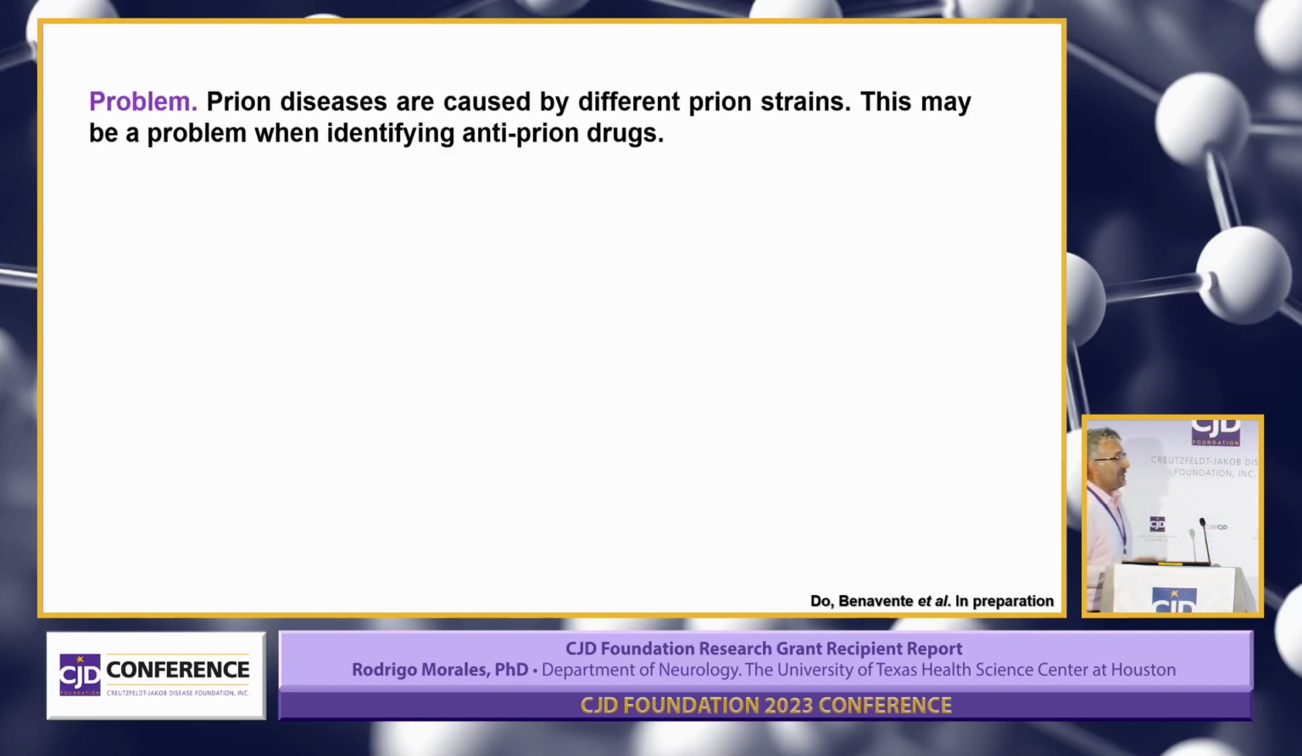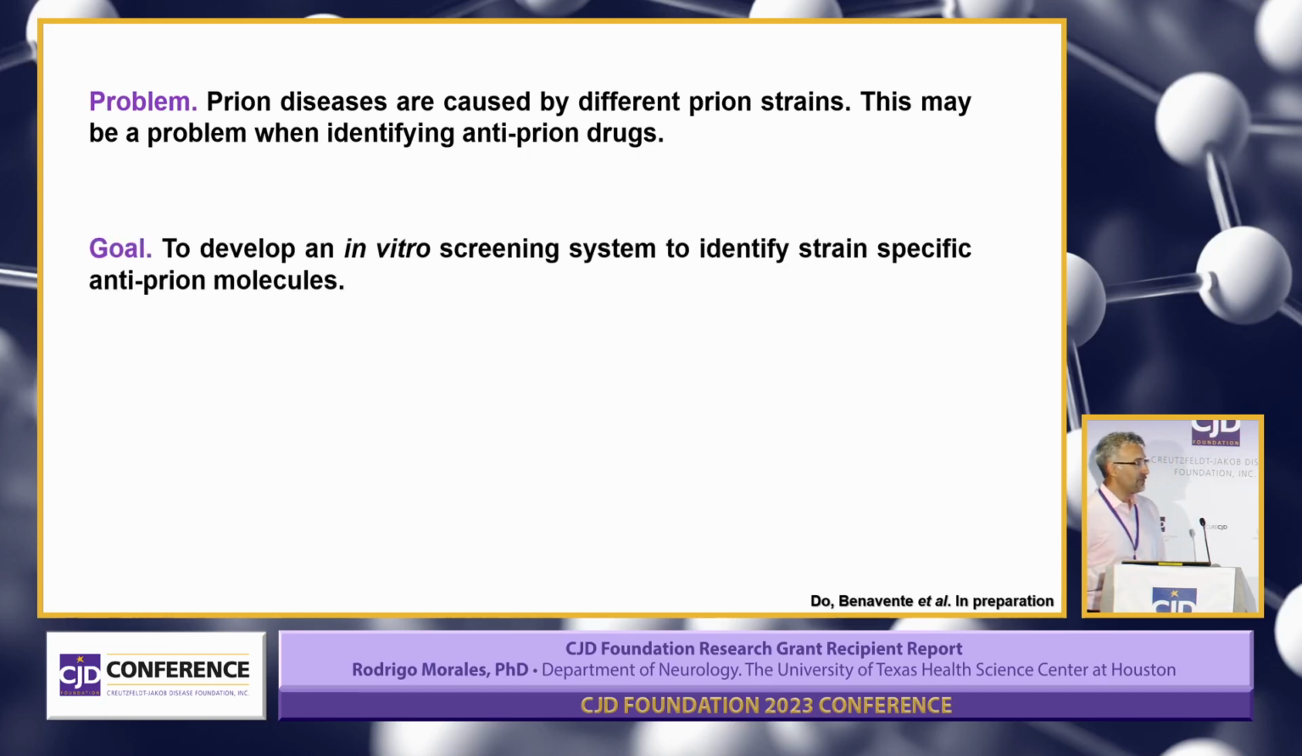So the problem that we had here is that prion diseases are caused by different prion strains, and this, as I told you, may be a problem when identifying anti-prion drugs. Our goal is to develop an in vitro screening system to identify strain-specific anti-prion molecules.